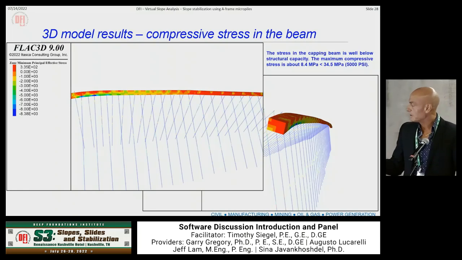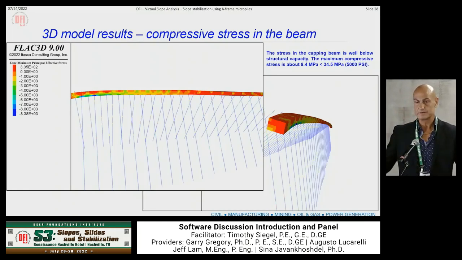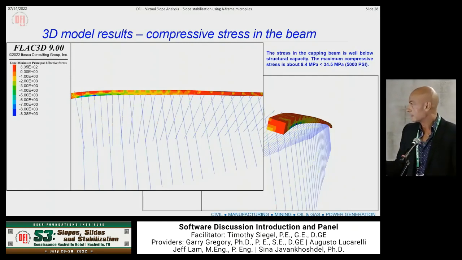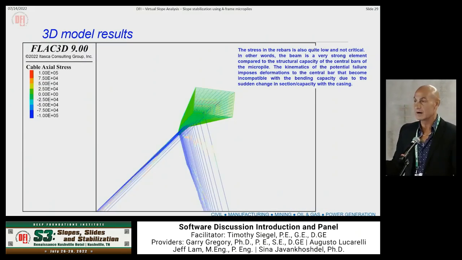I look at the capping beam. Obviously, the capping beam needs to have a certain size because you need to have room to host all these plates, connection, and stuff like that. And it's not a surprise that the stress in the capping beam is very low from a concrete perspective, so it is underutilized. And also the stress in the rebars is very low. This is considering the total failure of the geotechnical side, and the capping beam is perfectly functional.